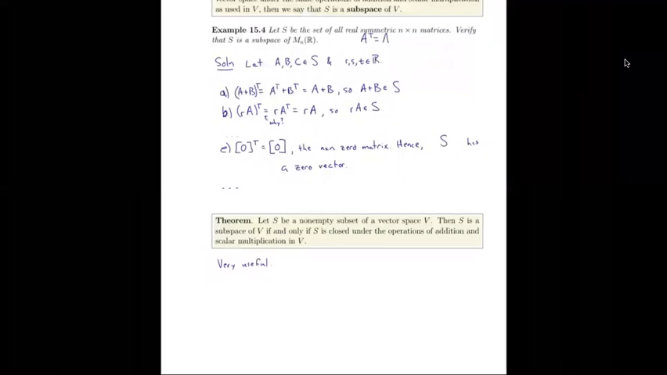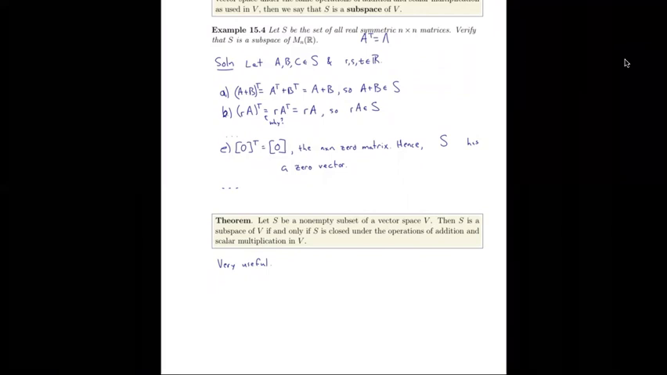So this is a very useful theorem. That's a nice comment there, just to remind us that this is nice. It cuts out a lot of steps to show that a subset is actually a subspace of a vector space. And we're going to see some important subspaces before we're done here.